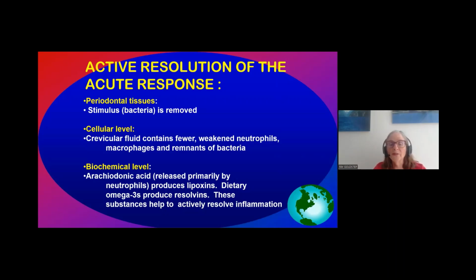On the biochemical level, this is very interesting, the arachidonic acid, which was creating prostaglandin, is now stopped from creating prostaglandin, and now it produces lipoxin. Arachidonic acid is primarily released by neutrophils, and it produces lipoxin instead of prostaglandin. An important factor is we know that omega-3s are very essential in terms of resolution, helping stop inflammation at an early stage. That's why all of us hopefully are having our omega-3s in salmon and all these other ways. The omega-3s produce resolvins, and resolvins and lipoxins are very important because they help to actively resolve inflammation.